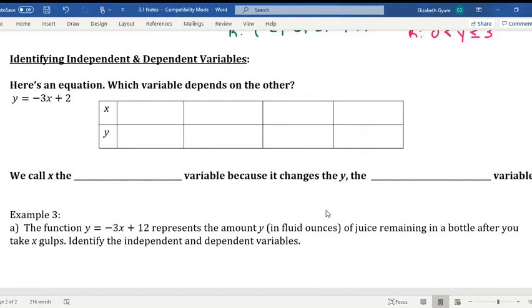Independent, if something's independent, it just kind of does its own thing, right? You guys, wait, sit down, sit down, sit down. I'm talking, we're not just getting up and putting things away.